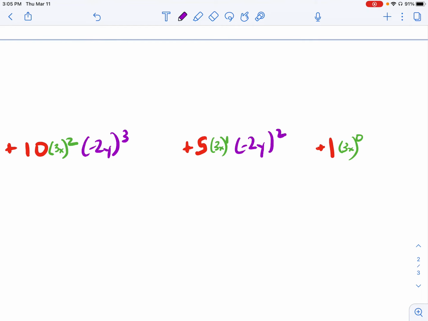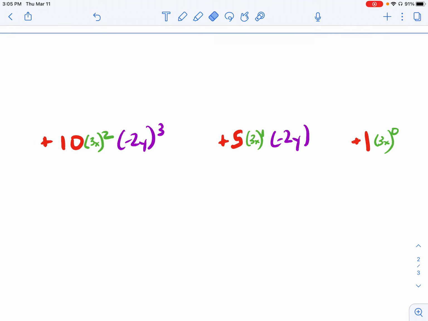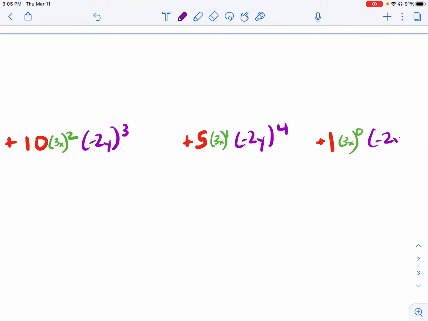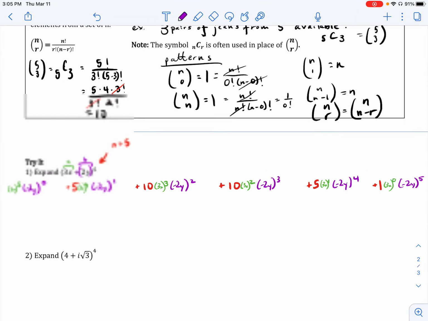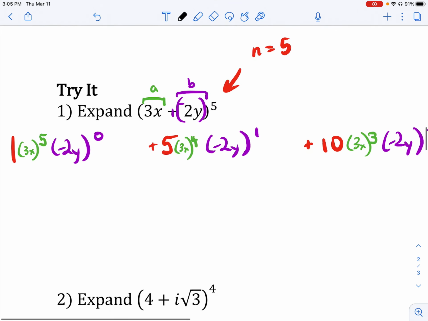negative 2y to the fourth, excuse me, I should be going to the fourth, I apologize. There it is. And then this final one would be negative 2y to the fifth. All right. So that looks like a lot, but now we're going to clean this all up. Now we're ready to write our final expansion. So we're going to multiply each one of these. So let's take this one at a time.